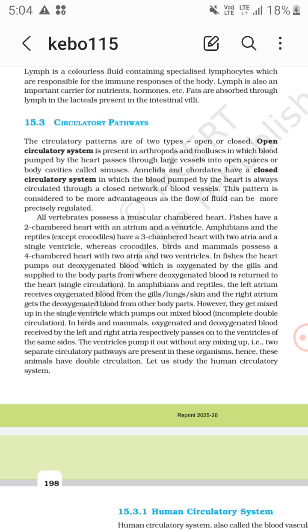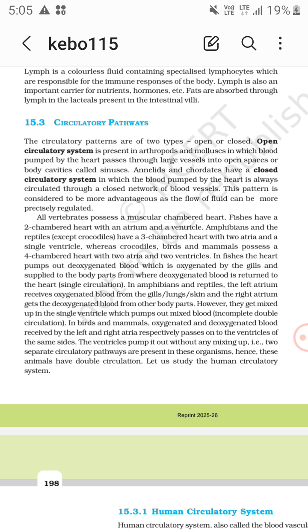Annelids and chordates have a closed circulatory system, in which the blood pumped by the heart is always circulated through a closed network of blood vessels. This pattern is considered more advantageous as the flow of blood can be more precisely regulated. All vertebrates, whether fishes, amphibians, reptiles, birds or mammals, possess a muscular chambered heart.